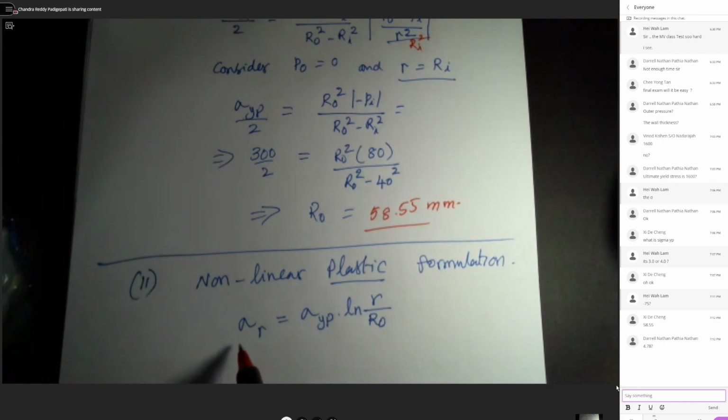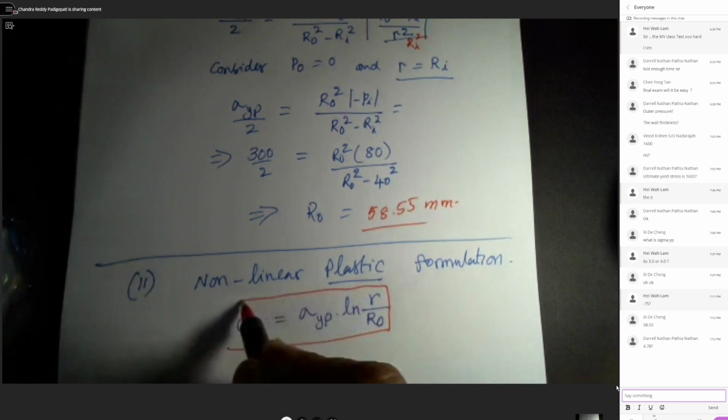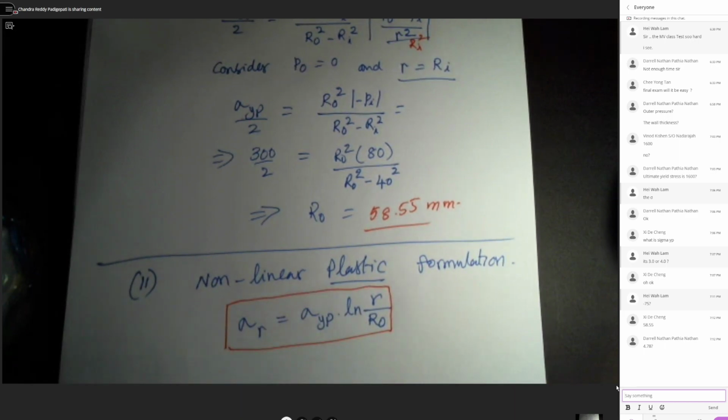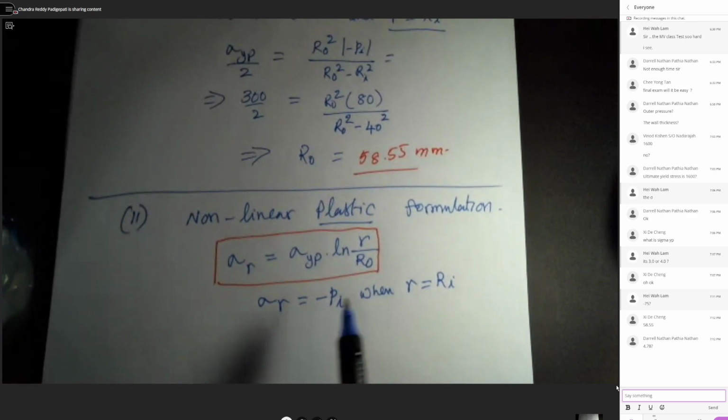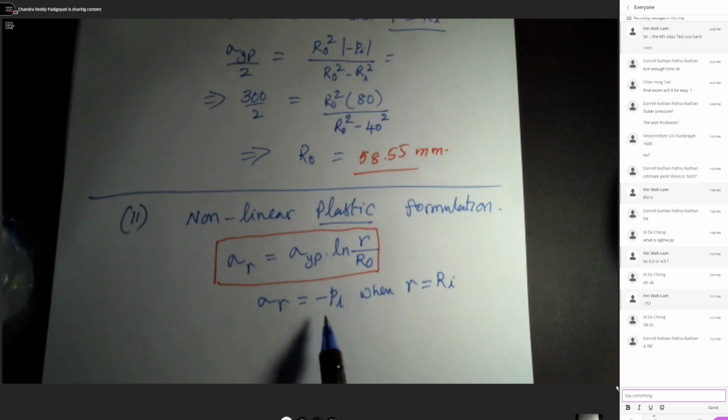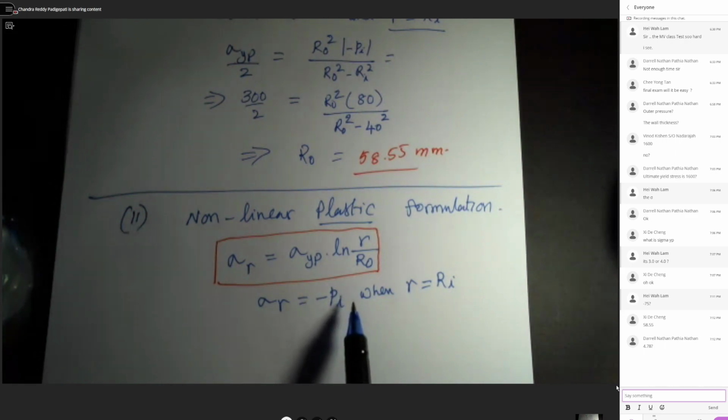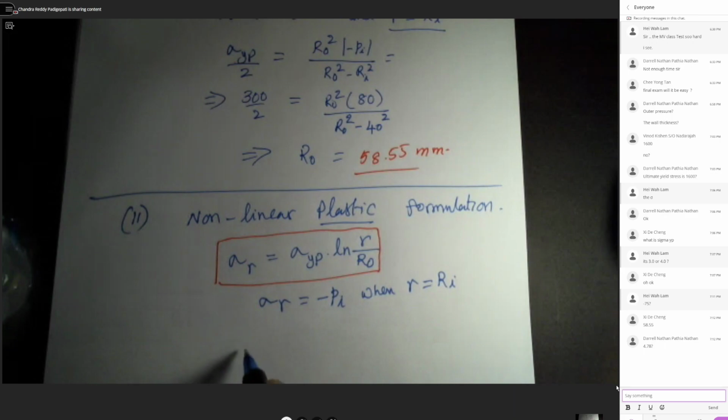So this is the expression for the radial stress under nonlinear plastic formulation. Here we know that the radial stress is equal to the negative of internal pressure when r is equal to Ri, the internal radius. So at the internal radius, the radial stress is equal to negative of internal pressure. So we can apply that now.